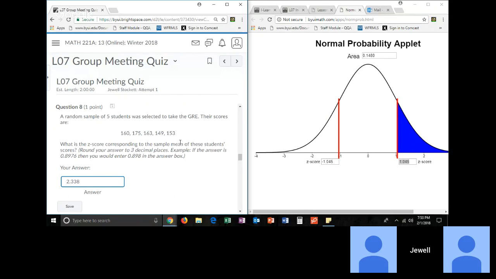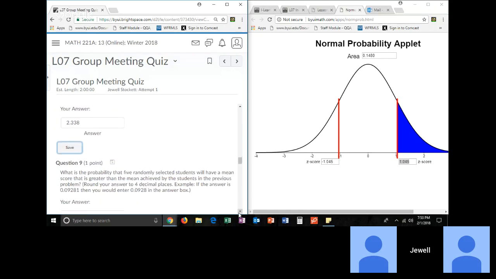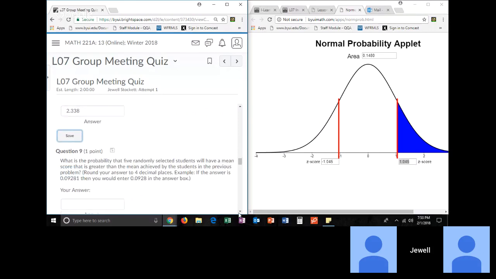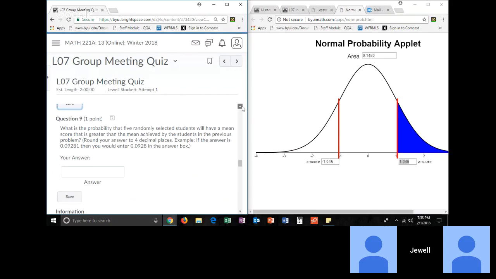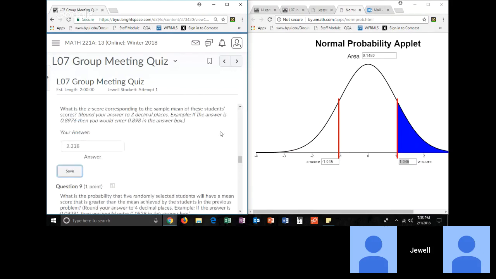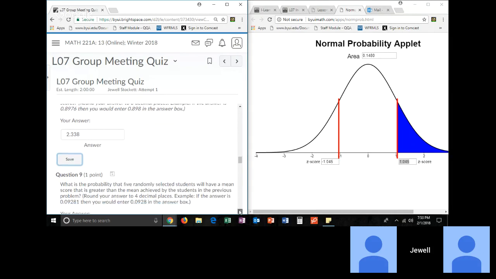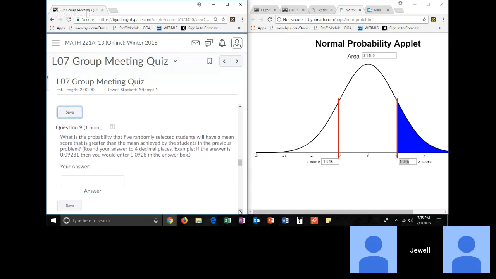Okay, next one. Question 9. After you do that, you put it into the normal probability applet and you just choose what's above it. And if I did it right, I got 0.0097. Okay, this is 4 decimal places. Yeah, 0.0097, the probability of a mean score greater than the mean. So then we put that there.